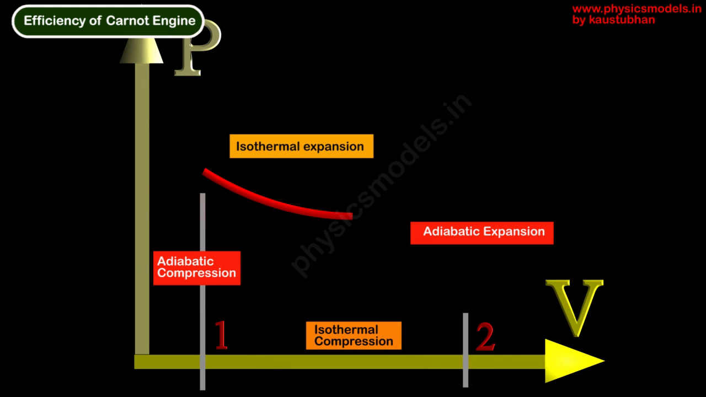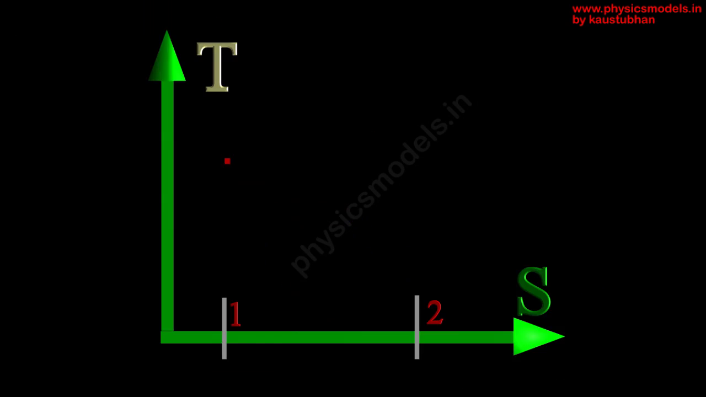We have already seen that four processes constitute a Carnot engine's working. The isothermal expansion of the piston, followed by the adiabatic expansion, and the piston starts moving back. You have an isothermal compression where the temperature remains constant and the piston moves back to its starting point, which is the adiabatic compression, where there is no heat transfer with the surroundings.